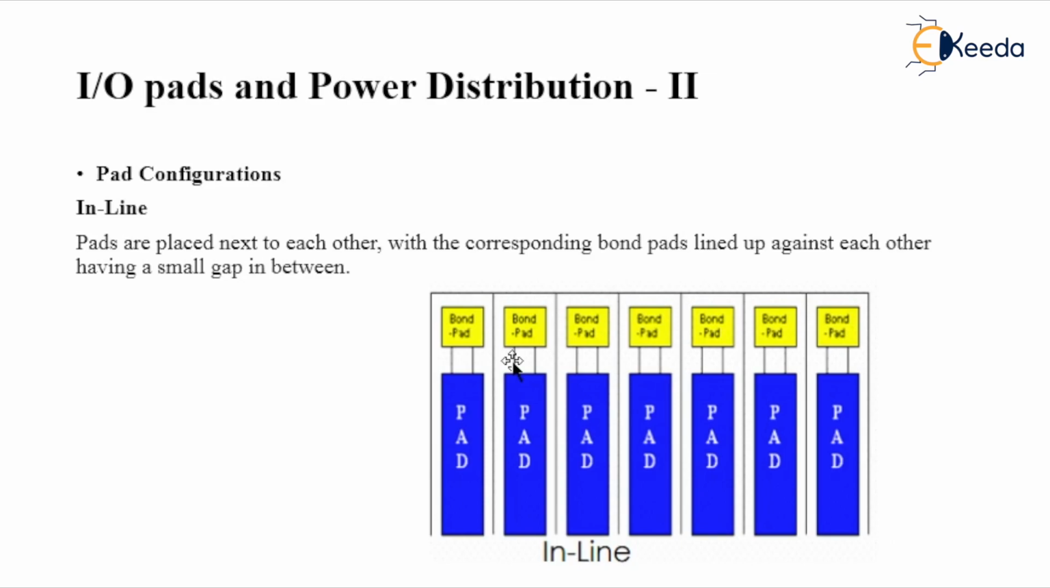All the pads are connected with each other with some small gap between them. There is a small gap between each pad, and each individual pad is represented with a bond pad shown in yellow color. Each individual pad is acting as a bond pad here.